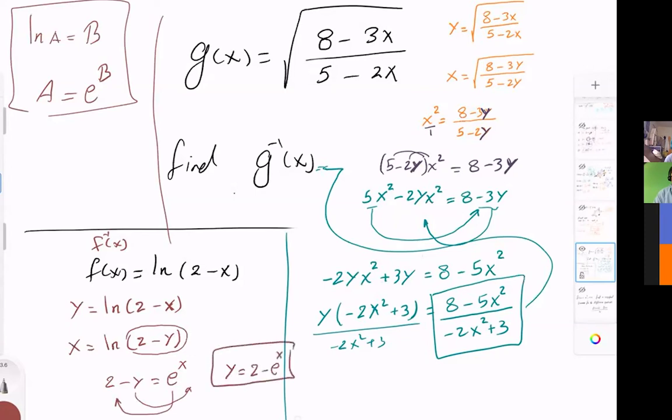So you solve for y. The last step is that this is going to be your inverse. F inverse will be 2 minus e to the power of x. Good.